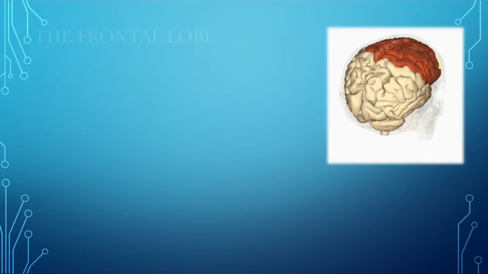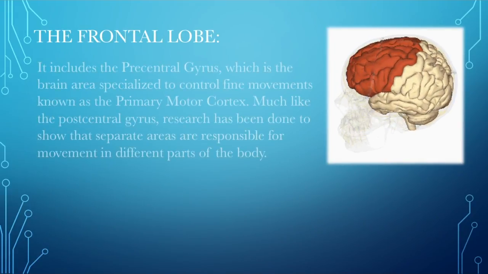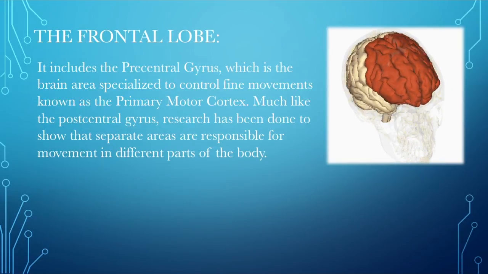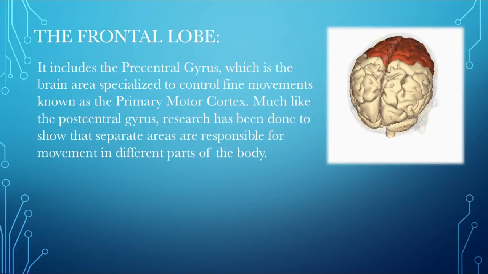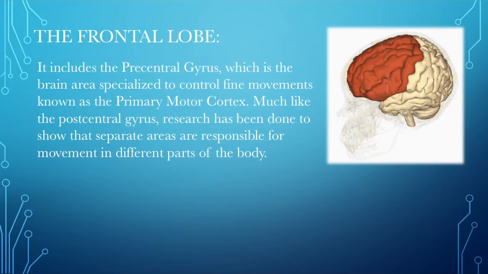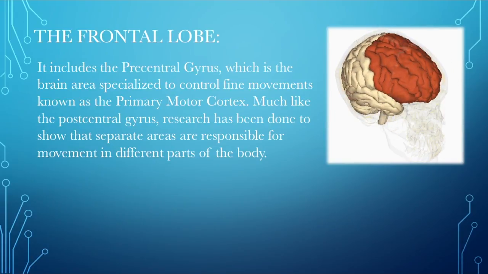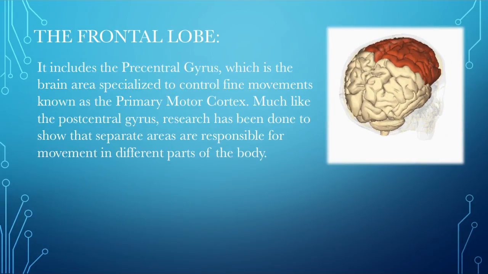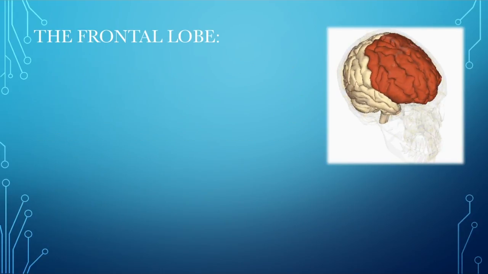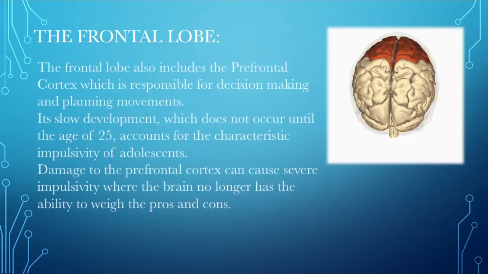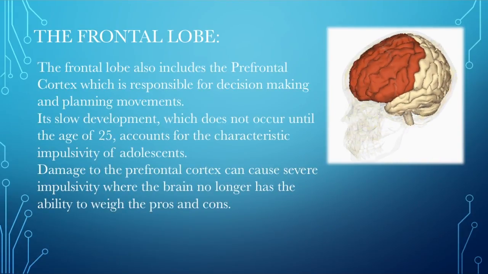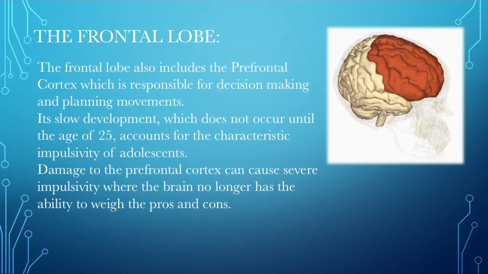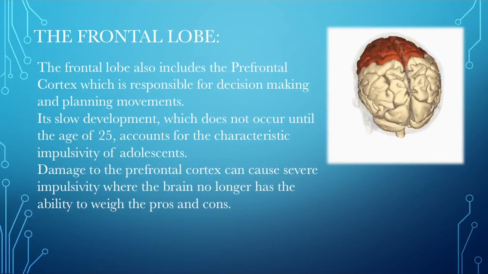The frontal lobe extends from the central sulcus to the anterior limit of the brain. It includes the precentral gyrus, which is a brain area specialized to control fine movements, known as the primary motor cortex. Much like the postcentral gyrus, research has been done to show that separate areas are responsible for movement in different parts of the body. The frontal lobe also includes the prefrontal cortex, in which dendrites have 16 times as many dendritic spines as neurons in other cortical areas, allowing it to contribute to many functions.